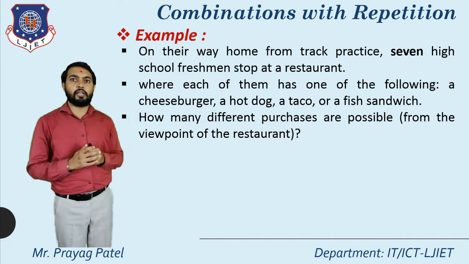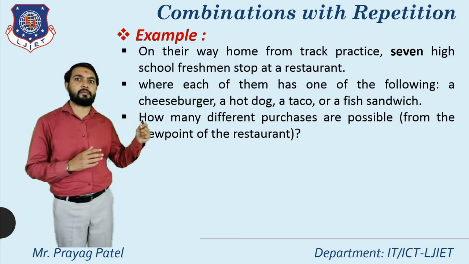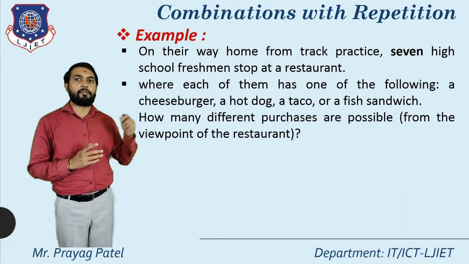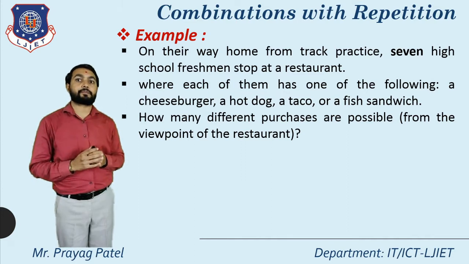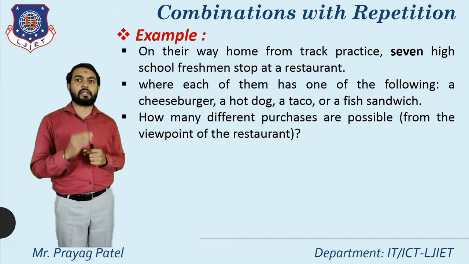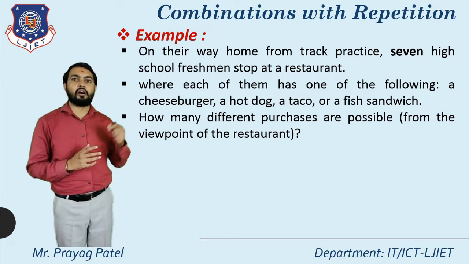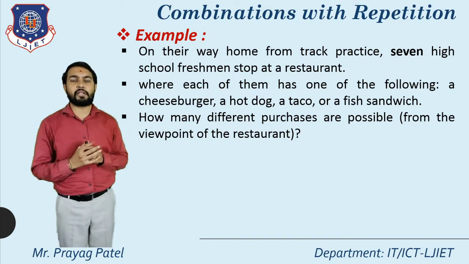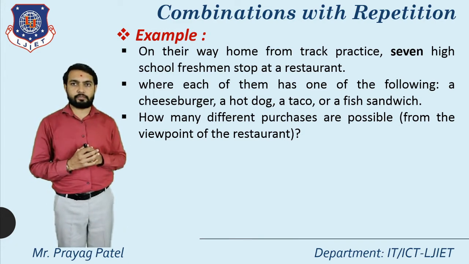On their way home from track practice, 7 high school freshmen stop at a restaurant. Each of them buys one of the following: first a cheeseburger, second a hot dog, third a taco, fourth a fish sandwich. So 4 types of food are available at the restaurant.